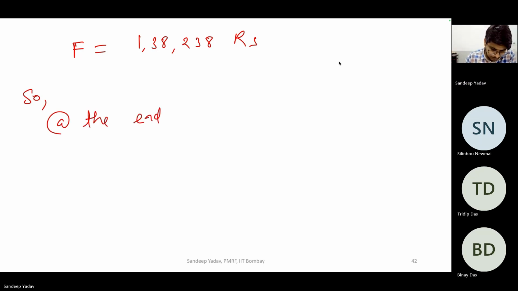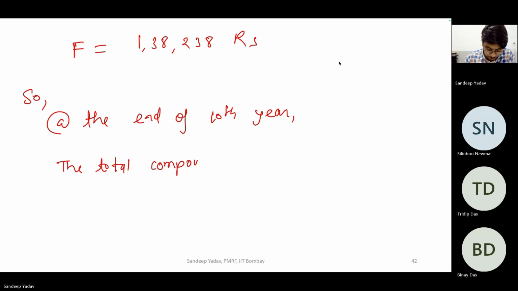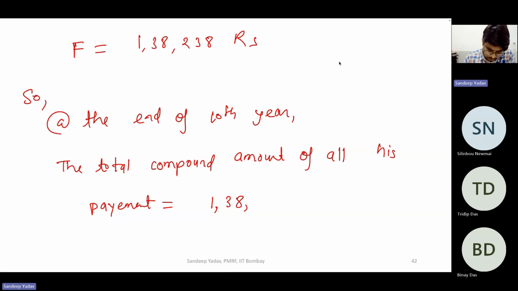So finally concluding, at the end of the 10th year, the total compound amount of all his payments will be 1,38,238 rupees. I hope this is clear. Are you facing any difficulties?